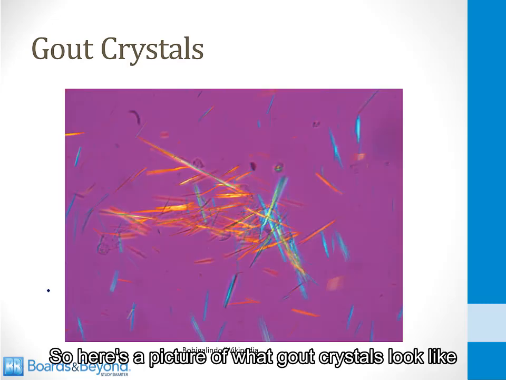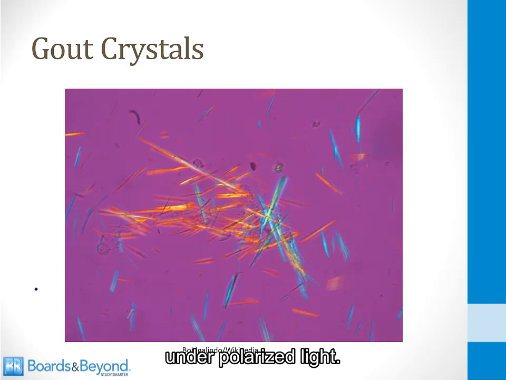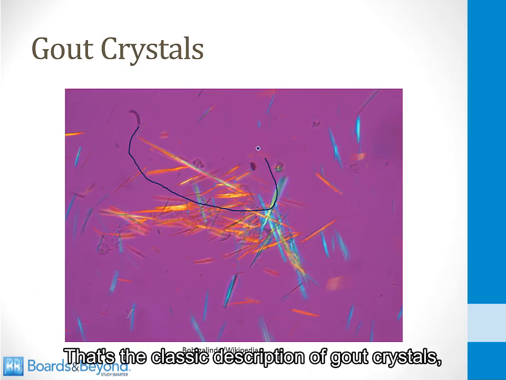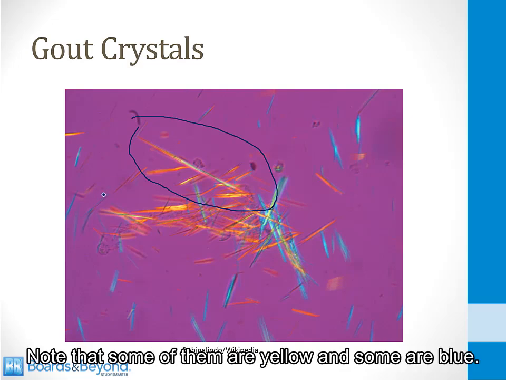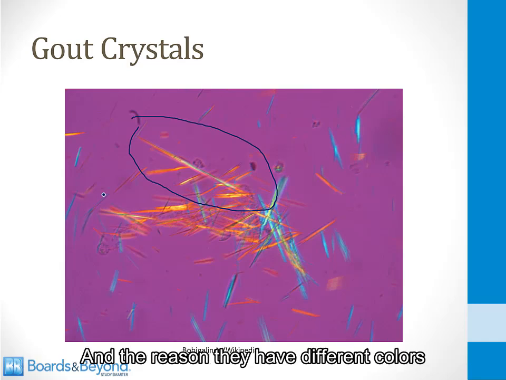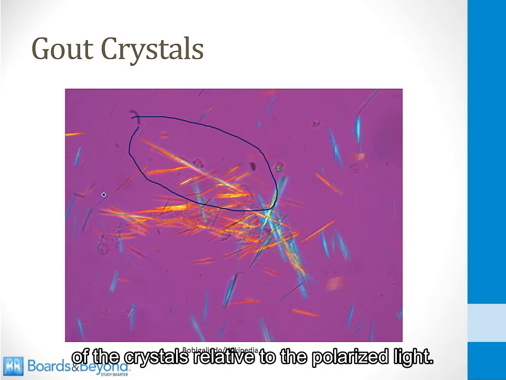So here's a picture of what gout crystals look like under polarized light. First of all, note that they are needle-shaped. That's the classic description of gout crystals, long and needle-shaped. Note that some of them are yellow and some are blue, and the reason they have different colors is because it depends on the orientation of the crystals relative to the polarized light.